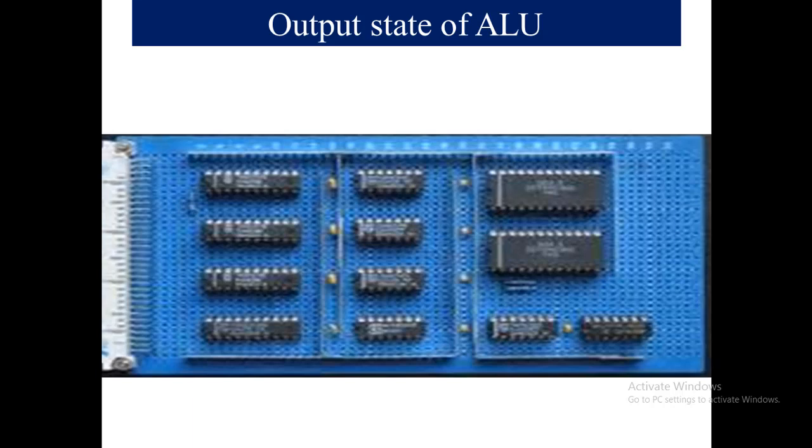The next state is, after performing the operation, how it produces the output state. Basically, the output is shown by various individual signals that convey additional information about the results of the current ALU operation. It means that when the ALU produces the results, it sends signals that provide additional information about the results of the ALU operation.